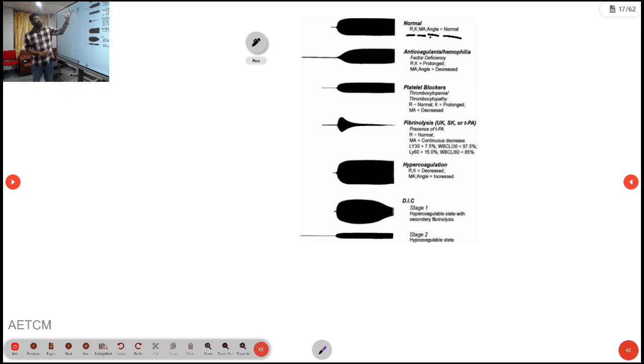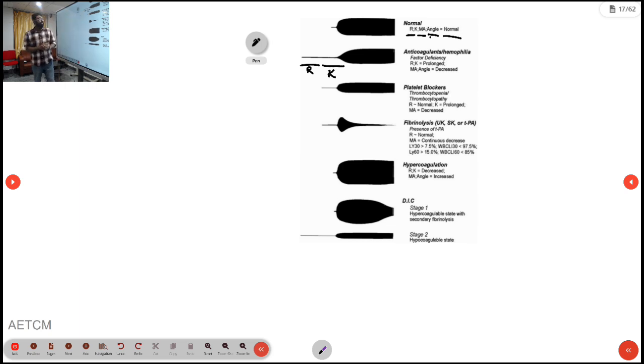The morphology changes when there is use of anticoagulants and in hemophilia. In hemophilia, there is a factor deficiency, so there is an increase in R time. If you get a tracing like the second diagram, the R time is prolonged. R is prolonged, K is prolonged, so the clotting time is increased.